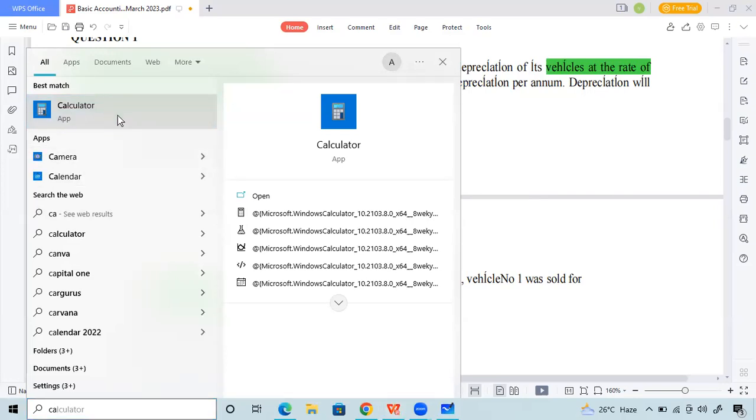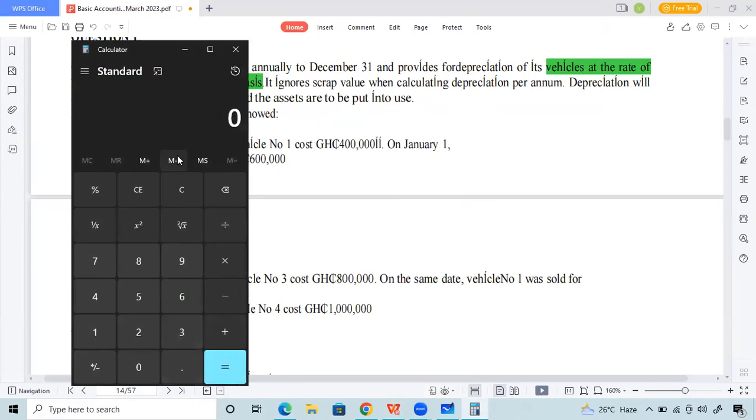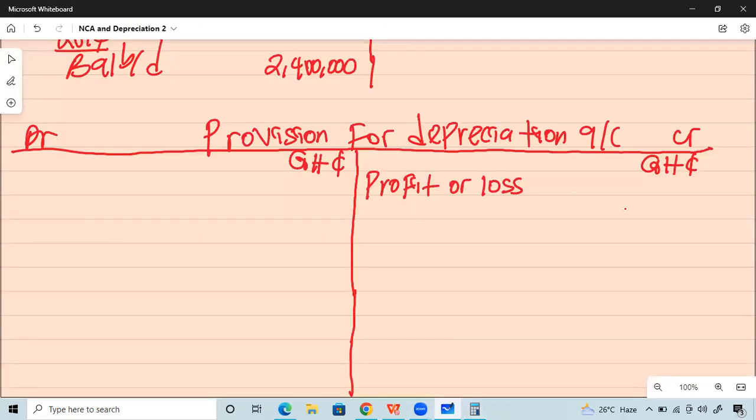25% is 0.25. I want to calculate depreciation for vehicle 1. Then multiply by the cost of vehicle 1. That's 400,000. Multiply by 400,000, then I have 100,000. So I will just go here now and say 100,000. That's all.